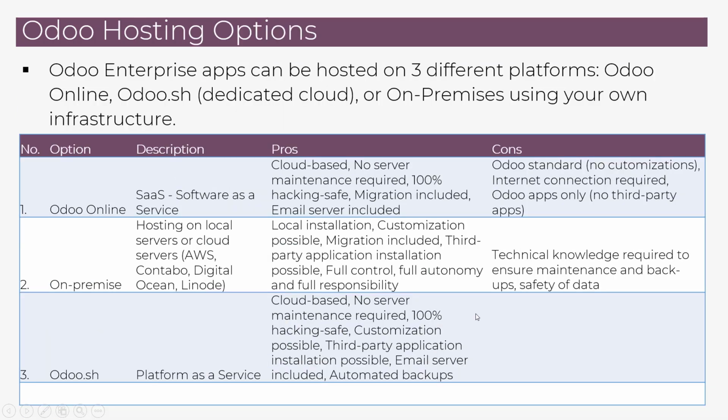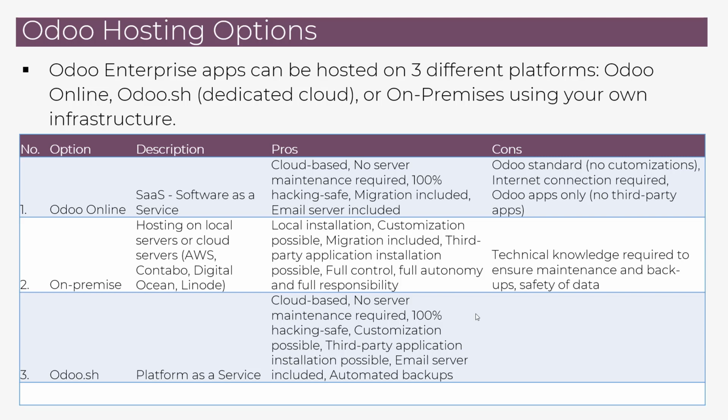Now here under the hosting options, Odoo Enterprise apps can be hosted on 3 different platforms: Odoo Online, Odoo.sh, or on-premise using your own infrastructure. So these are the differences between the 3 options. Odoo Online is software as a service, where you host Odoo on Odoo Online.